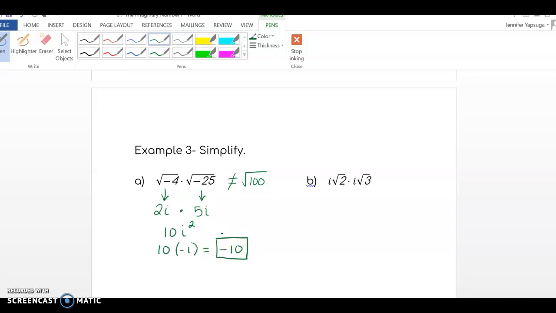All right, so let's take a look at example B. I'm going to go ahead and multiply these to each other. So I've got i and i, that's i squared. And then I've got the square root of 2 times the square root of 3, which I can multiply together because there's no negatives in there. And that would be the square root of 6. All right, so we need to ask ourselves, can we break down the square root of 6 into perfect squares? That's not possible, but I do know that i squared is negative 1. So this now becomes negative 1 times the square root of 6, which is also equal to negative square root of 6. And there you have it.